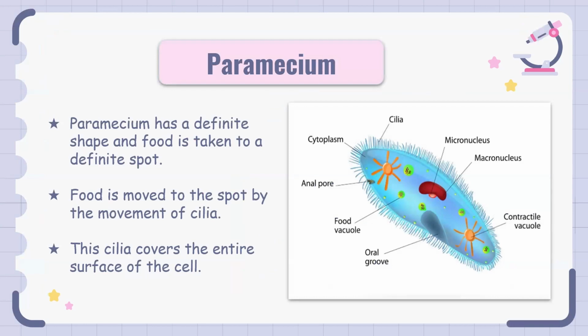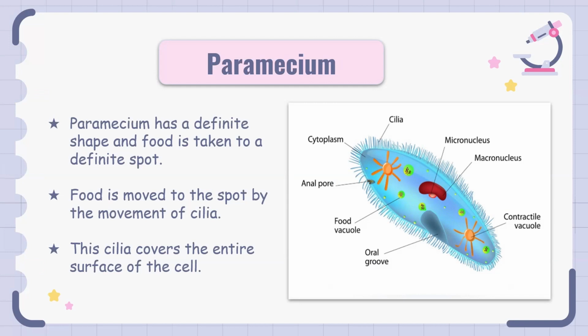Nutrition in paramecium. Paramecium has a definite shape and food is taken to a definite spot. Food is moved to this spot by the movement of cilia, which cover the entire surface of the cell. Cilia are hair-like structures that facilitate movement.